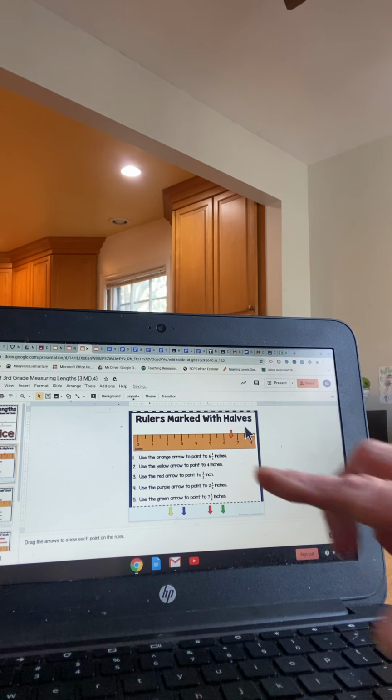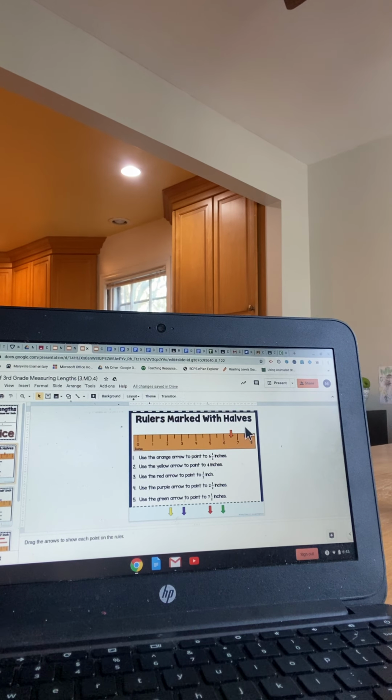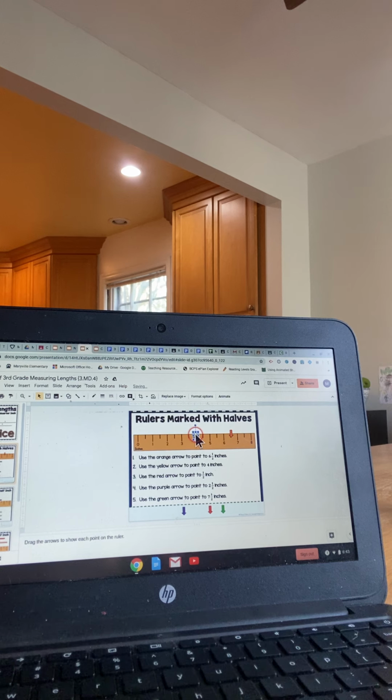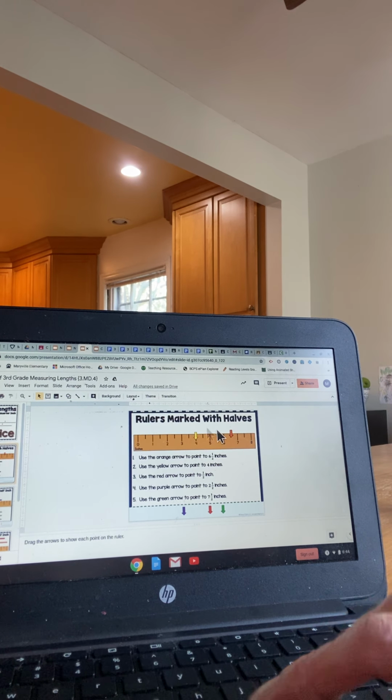Okay? And then it says use the yellow arrow to point to 4 inches. So you would take your yellow and drag it right up here, drop it right on the 4, and there you go. That's your 4 inches.